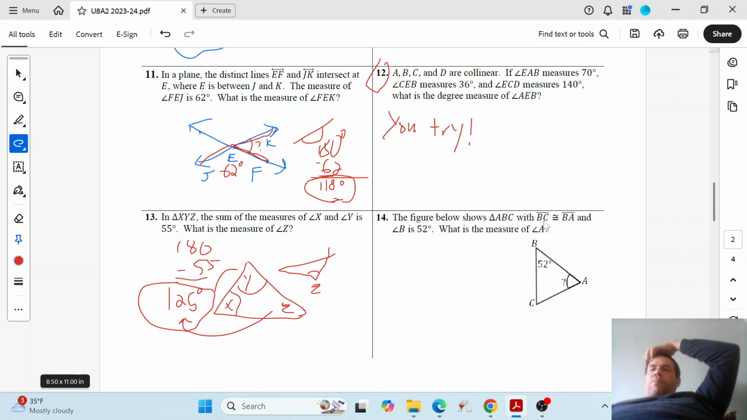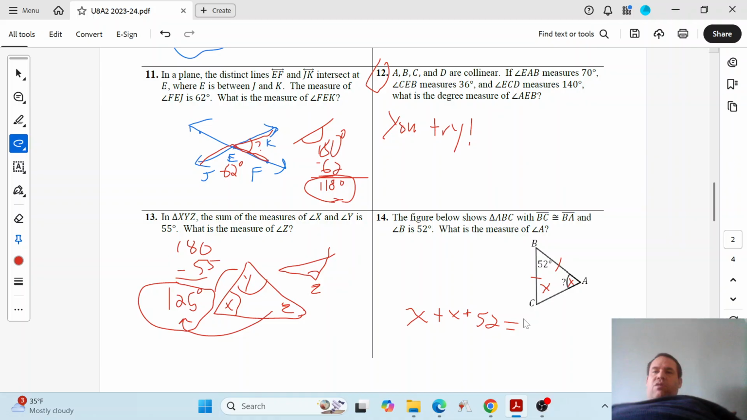Okay, figure ABC below, BC is congruent to BA. So that's going to be an isosceles triangle. What is the measure of angle A? So the only way you can find the measure of angle A is if you find C as well. And if the sides are the same, the angles are the same. And so that's going to be x plus x plus 52 is equal to 180 degrees. So you're going to minus 52, add those two together, so you get 2x, minus 52 on the other side, and then divide by 2. And that'll give you what angle A is.